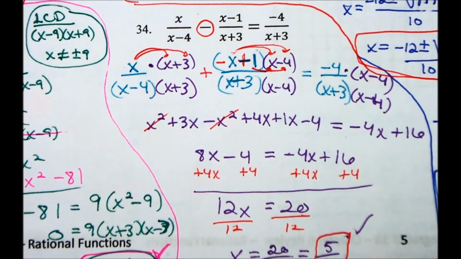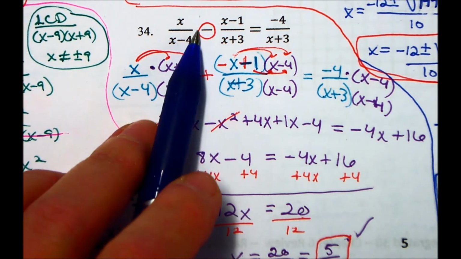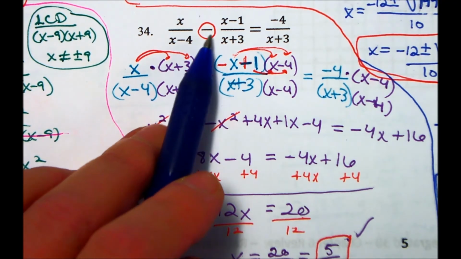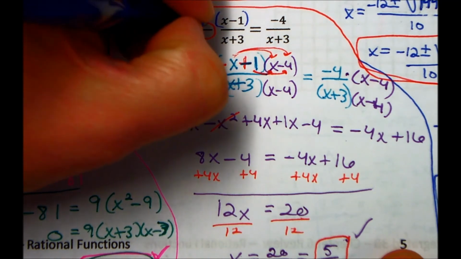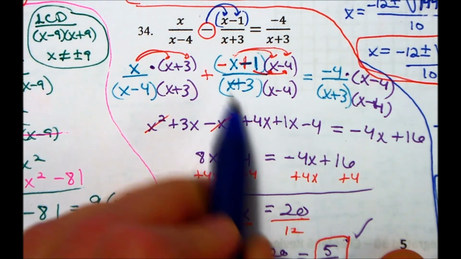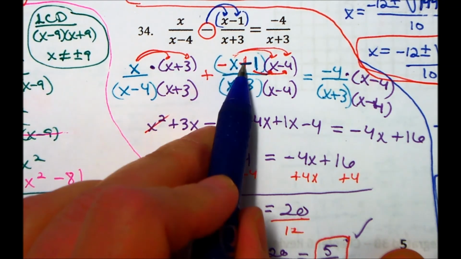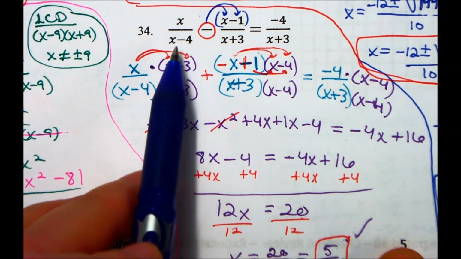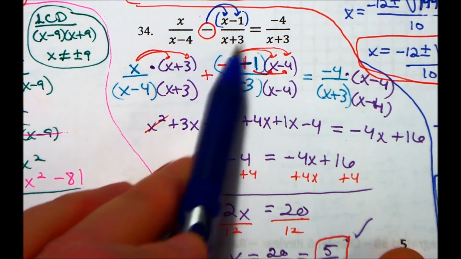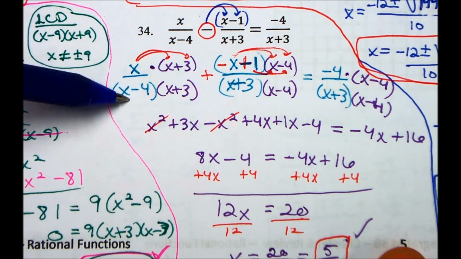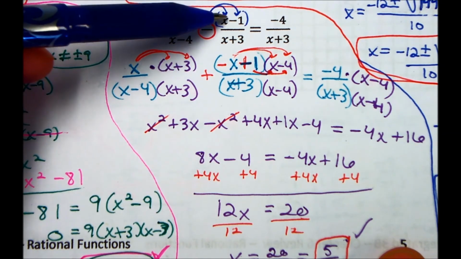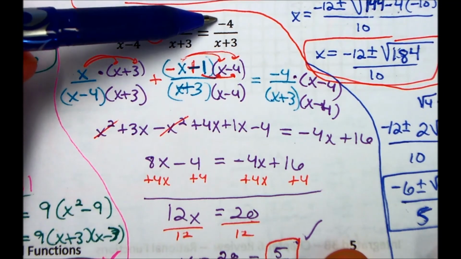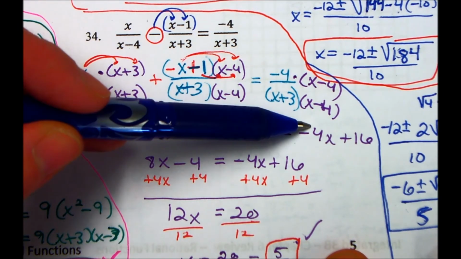All right, 34. Now we have a minus sign. So once again, I would suggest that you change your subtraction to addition, but then that negative needs to be distributed to both the x and the negative 1. So that's going to make that a negative x and a positive 1, and then change that to plus. When you're looking at the denominators, your least common denominator is going to be a product of x minus 4 and x plus 3. So the x over x minus 4 has to be multiplied by x plus 3. The second fraction already has x plus 3, so multiply by x minus 4. Then, equals the negative 4 over x plus 3 has to be multiplied by x minus 4.